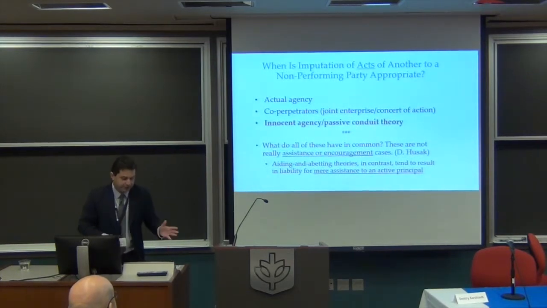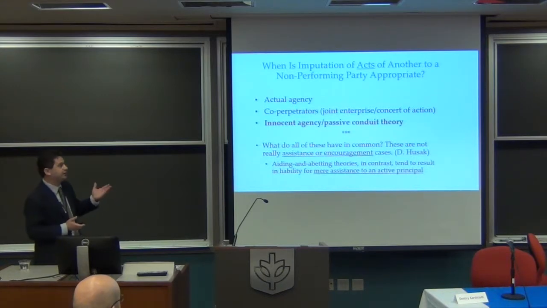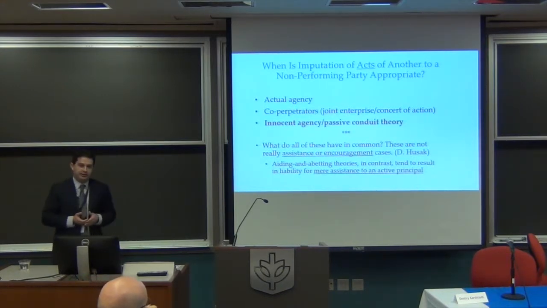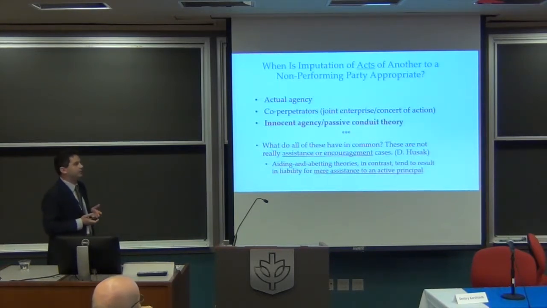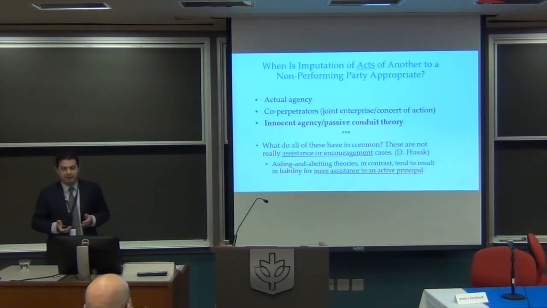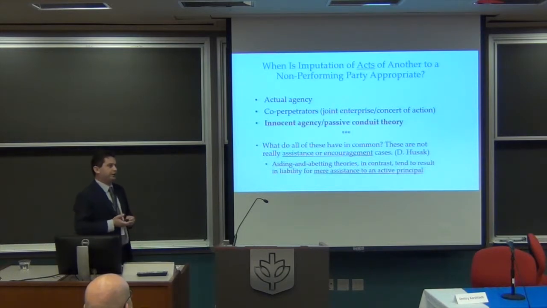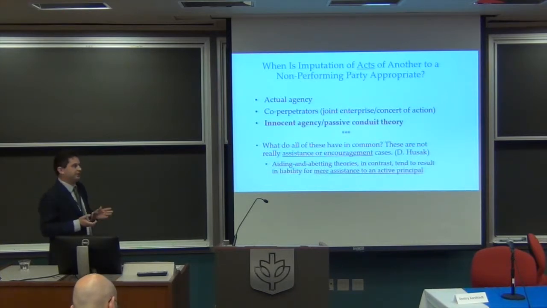So when is the imputation of act from another party to a non-performing party appropriate? You have actual agency. You have co-perpetrators, and again, in outcome I see that being accepted, but then this innocent agency passive conduit theory that again has been ignored. And what do all these have in common? Well, they're not really assistance or encouragement cases. You really have a non-performing party who's in control, and you can say, well, maybe the Federal Circuit just misunderstands its own direction and control test, I don't know. But the point is that aiding and abetting theories, in contrast, tend to result in liability for mere assistance, and some people don't like this.